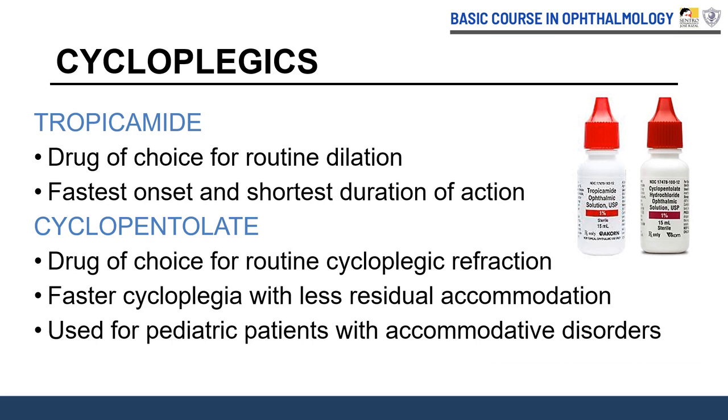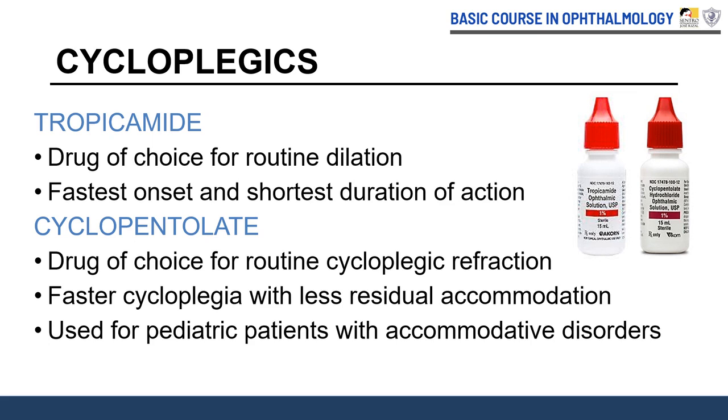Tropicamide is considered clinically the drug of choice for routine dilation because it has the fastest onset and shortest duration of action, meaning it quickly gets your patient dilated and its dilation effect quickly wears off.